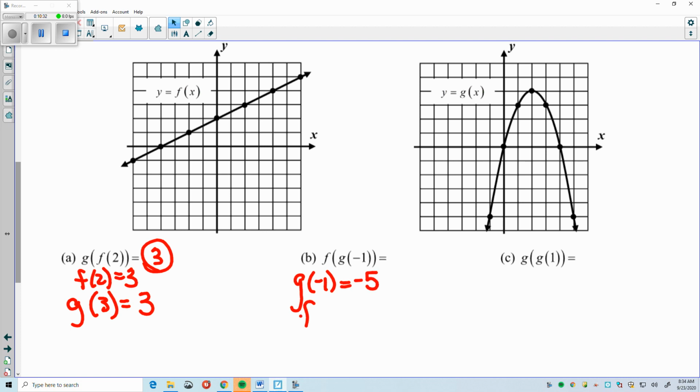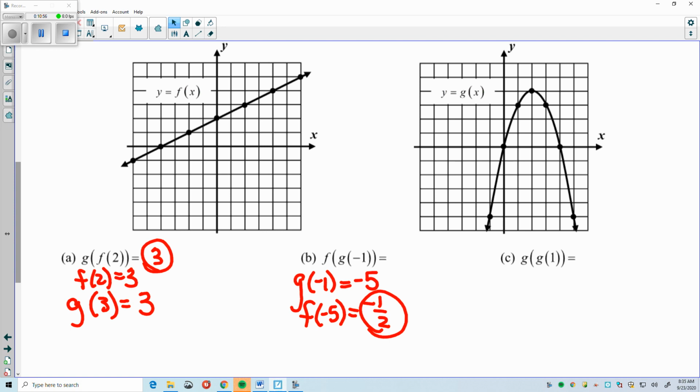And now I go back into the f function. So now I have to go to the left function, and I need to figure out when my x value is negative 5. So I have to go 1, 2, 3, 4, 5. What is my y value going to be? So I have to read down, and it looks like my y value is going to be a negative 1/2.